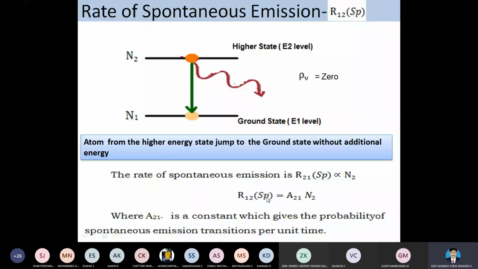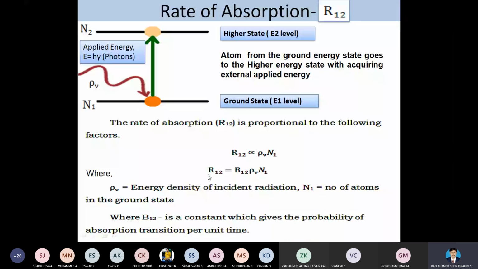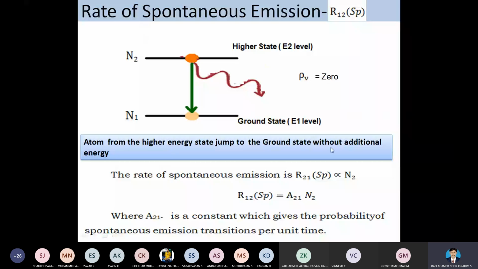R21 spontaneous equal to A21 into, compared with R12 equal to B12 rho v N1. There the term rho v is present because we applied the energy. Here we do not have the additional energy, so the term rho v is eliminated, considered as 0. The final condition is R21 spontaneous equal to A21 N2. So this will be the second case.